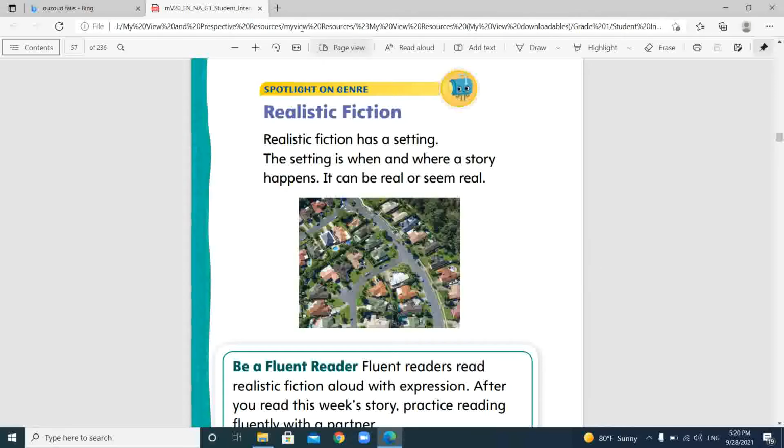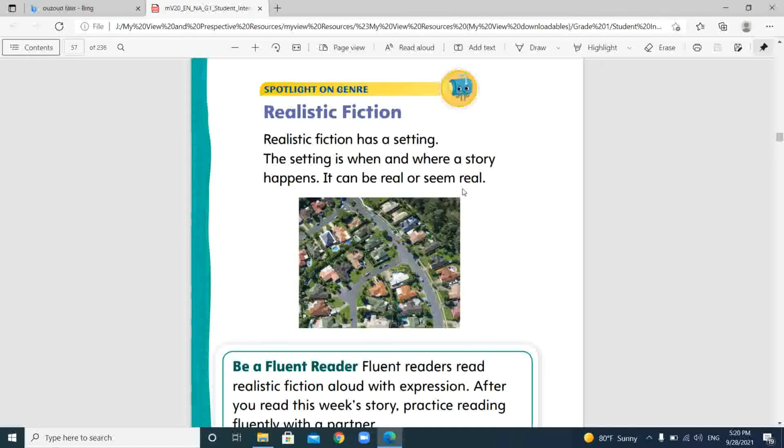Alright, let's go ahead and read what is said here. It says here, realistic fiction. Realistic fiction has a setting. Okay, we've been talking about the word setting for 2 weeks now. The word setting means the place where it happens in the story and the time. Okay? The setting is when and where a story happens. It can be real or seems real.